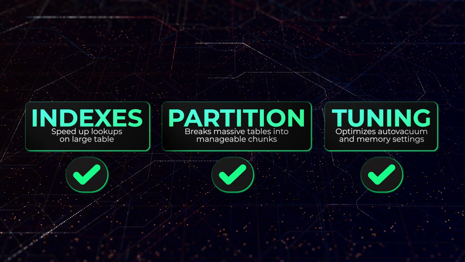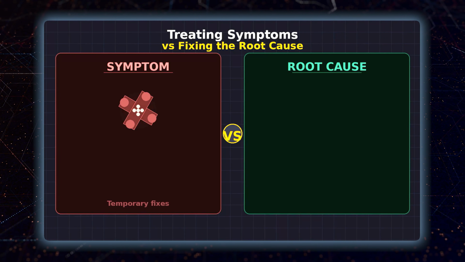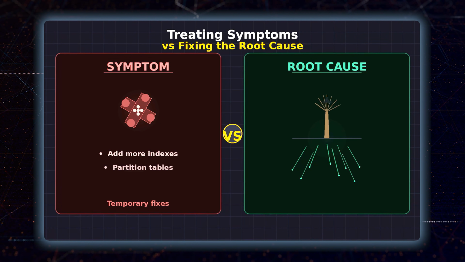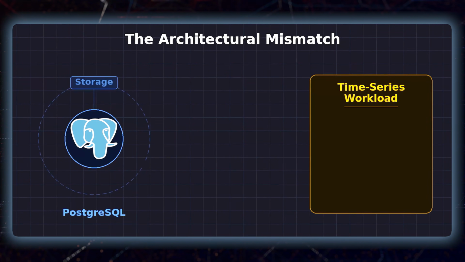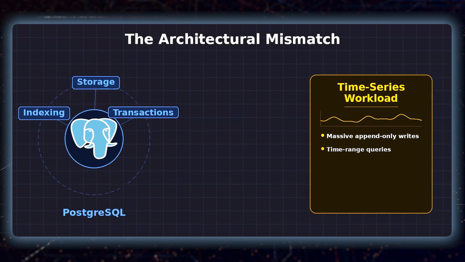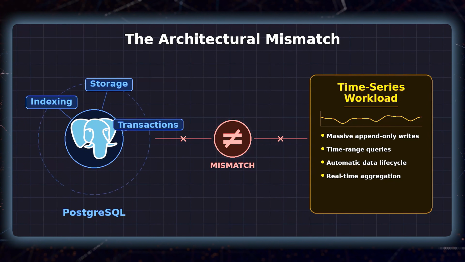These are all legitimate Postgres best practices, but the problem isn't what you're doing. The problem is that each one of these fixes is just treating a symptom, not the root cause of the problem. And the root cause is that Postgres' underlying architecture, so the way that it stores data and the way that it manages transactions, was not designed for workloads like this.